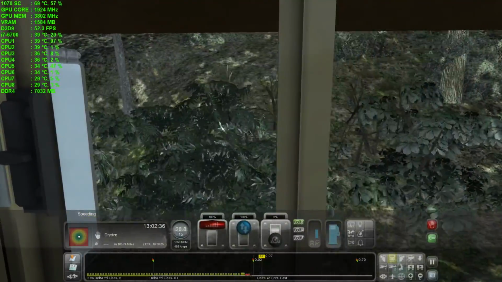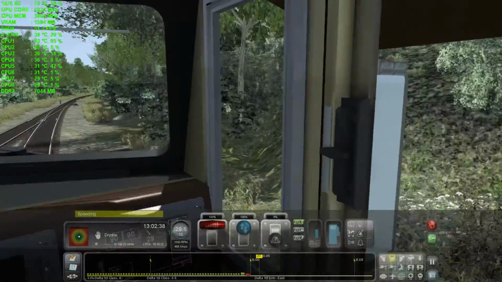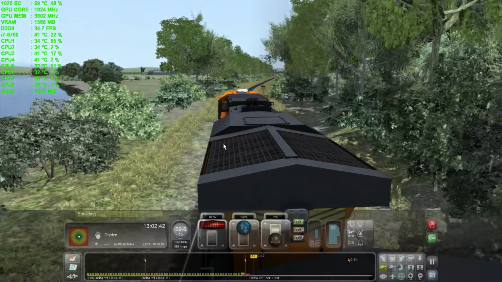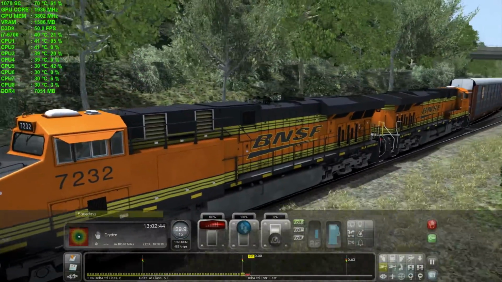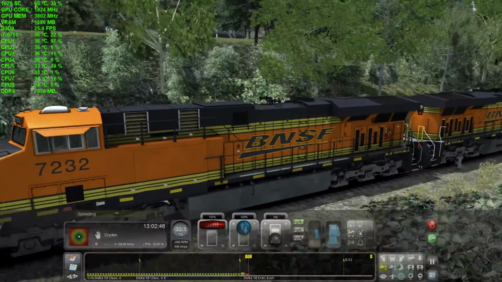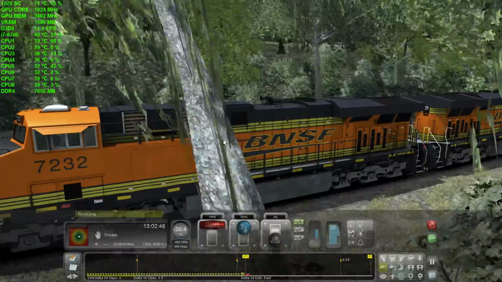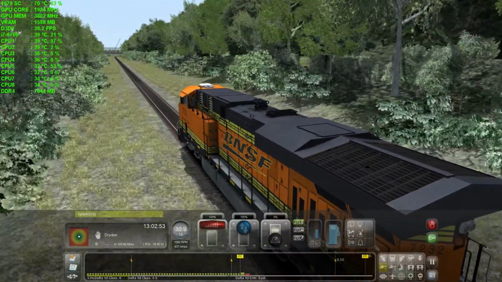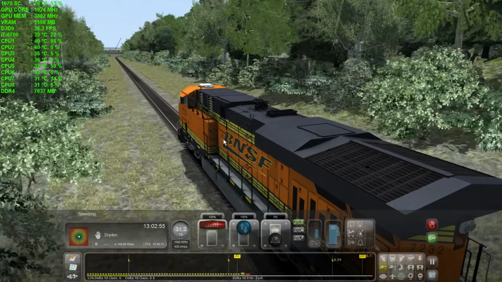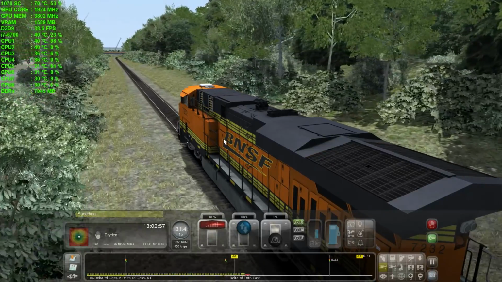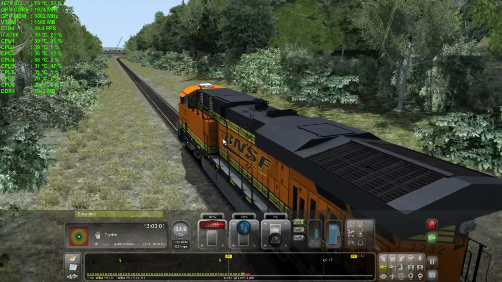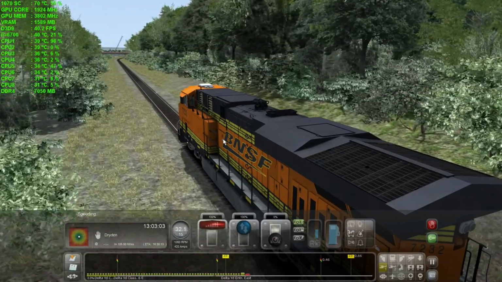We get up into the 50s here when we're looking out the side window. When we're looking at the front, 30s. Are we getting into the 50s as we're moving faster? Okay. But still nowhere near 60. I mean, right here I should be at 60 frames per second, right? No? Am I wrong? I don't know.